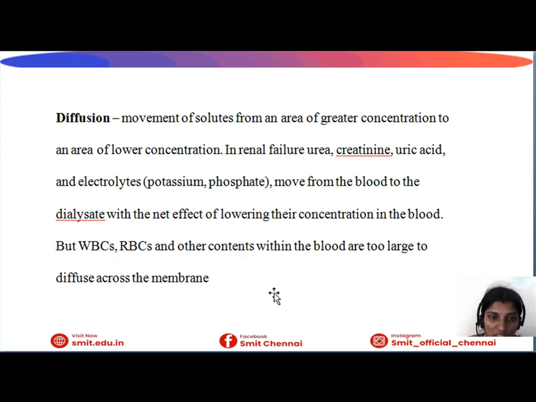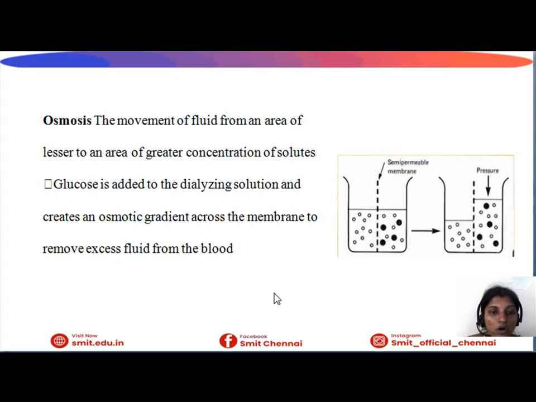Next one is osmosis. Osmosis is nothing but the movement of fluid from an area of lesser concentration to the greater concentration. Glucose is added to the dialysis solution and it creates the osmosis gradient across the membrane to remove the excess fluid from the blood. This is the osmosis technique.